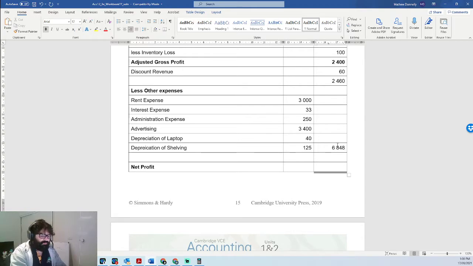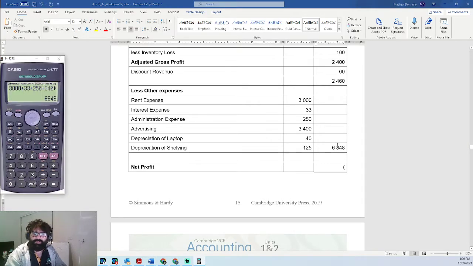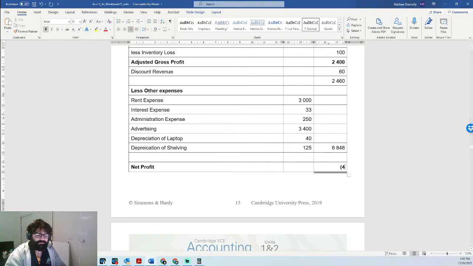And we can see we've made a net loss for the period. So 2,460 minus answer will give us a loss of 4,388. So there's our profit figure for the period.